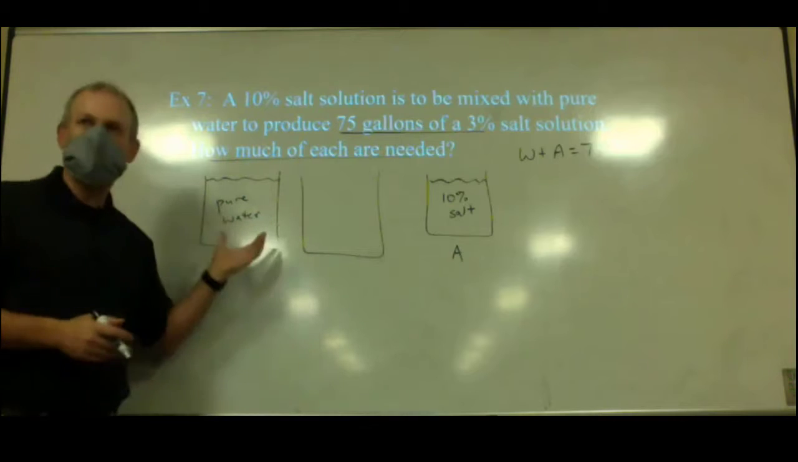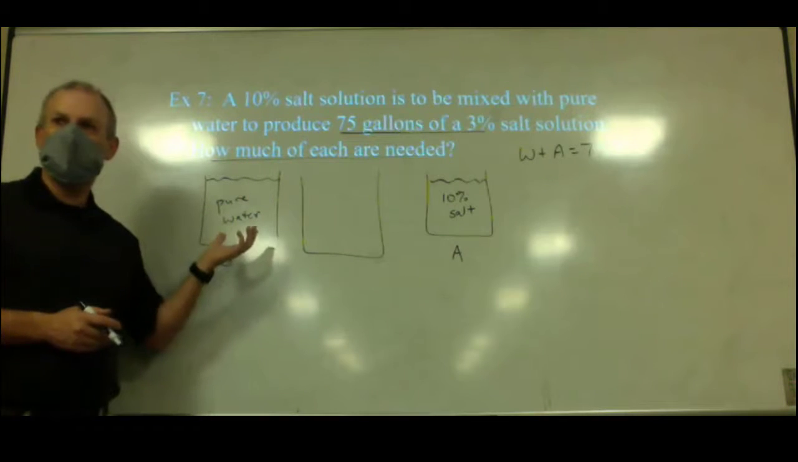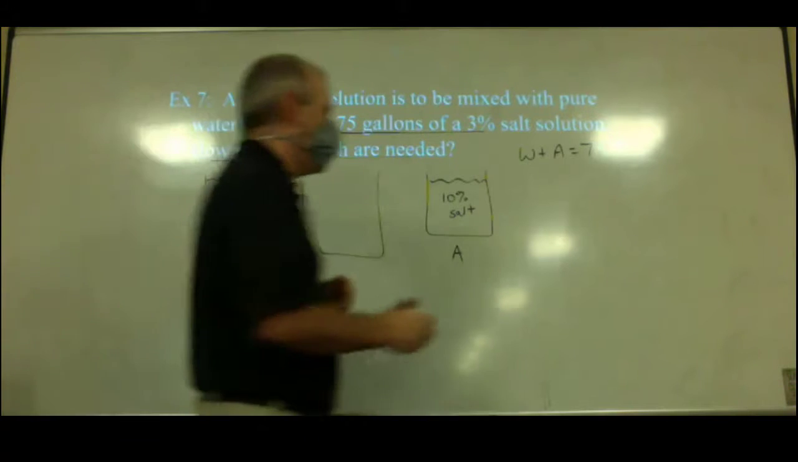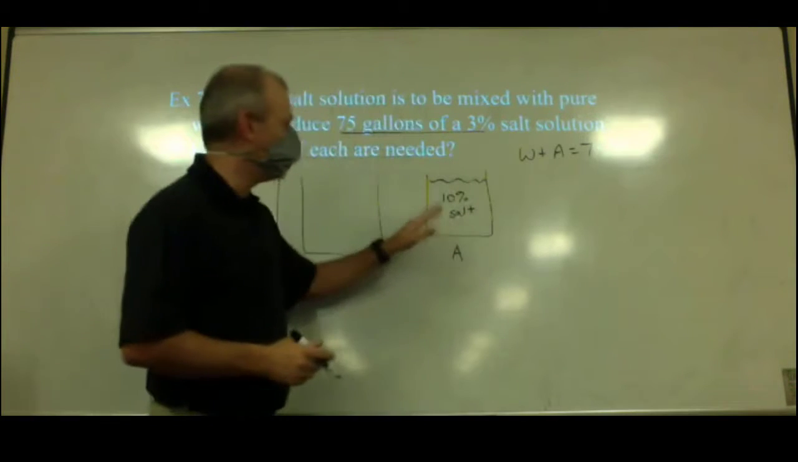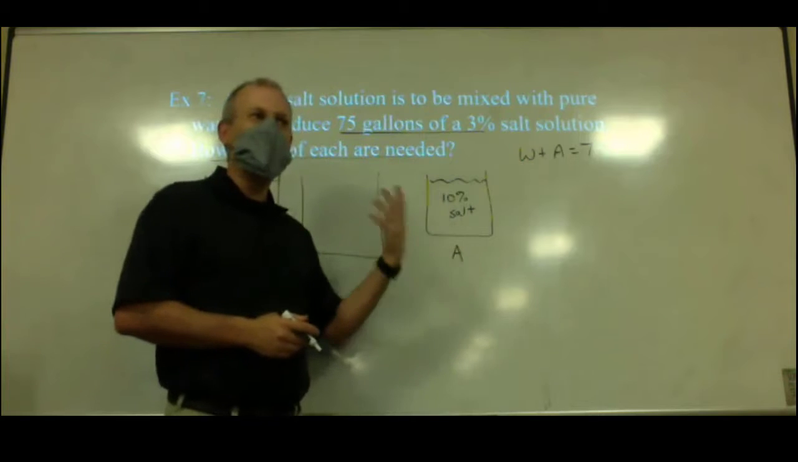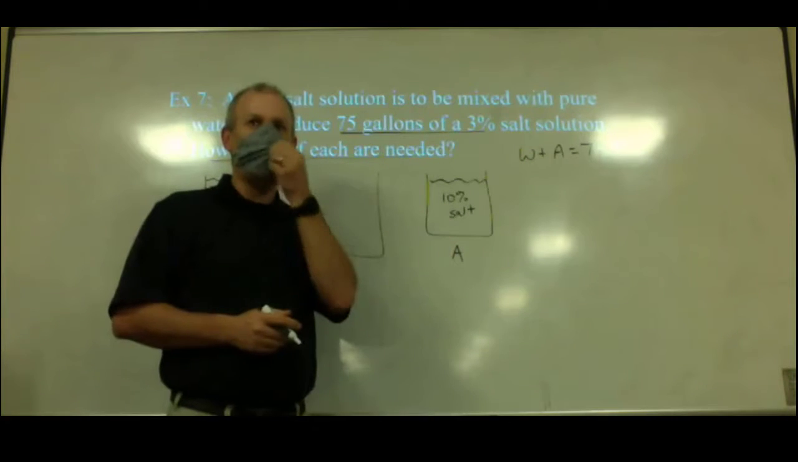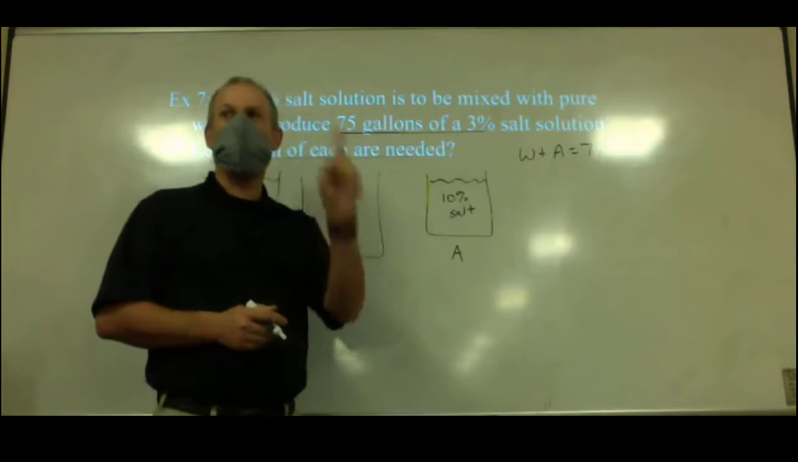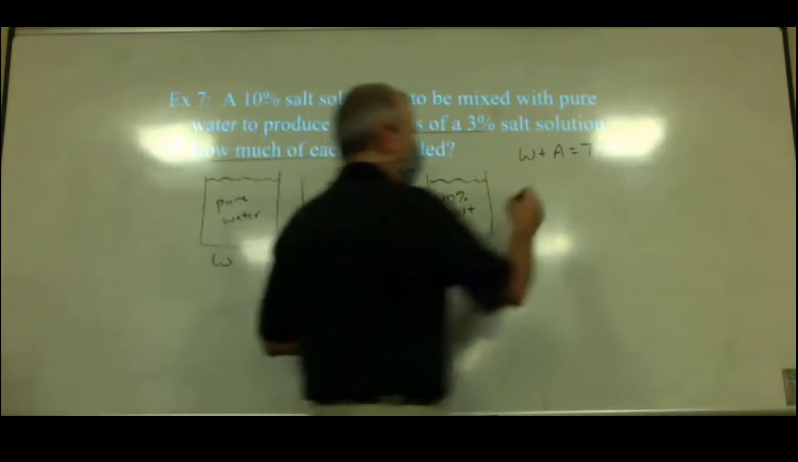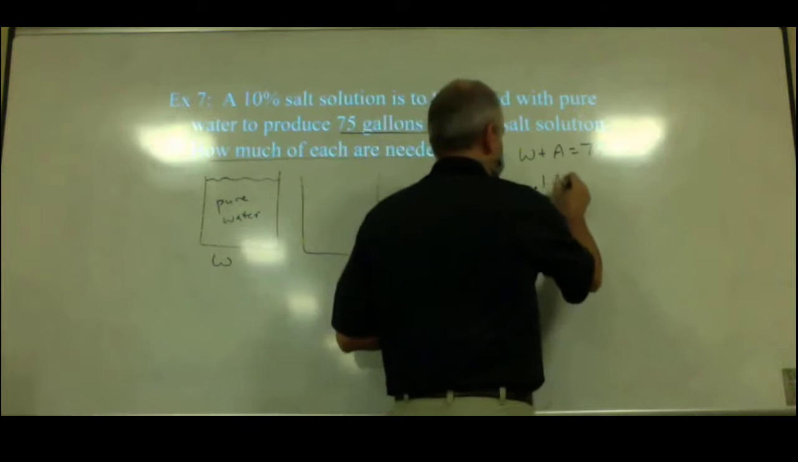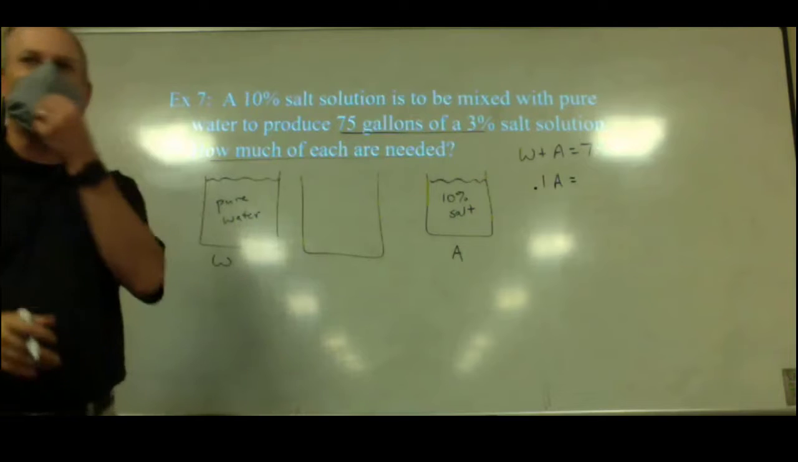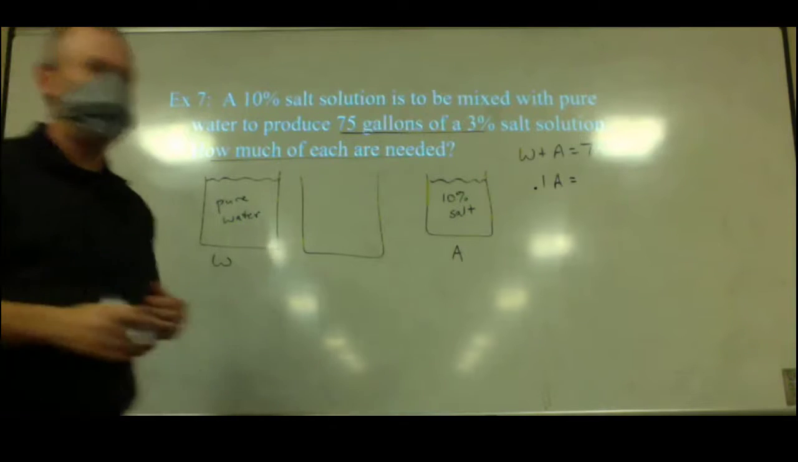Now, how much salt is in the pure water? 0. So we don't have to worry about that. But how much salt is in this one? 10%. Now we don't use 10%. What do we use instead of 10%? We have to change it to a decimal, and it's 0.1. Okay? So 0.1 times A is the amount of salt that we're dumping into this 75 gallons of stuff, right?